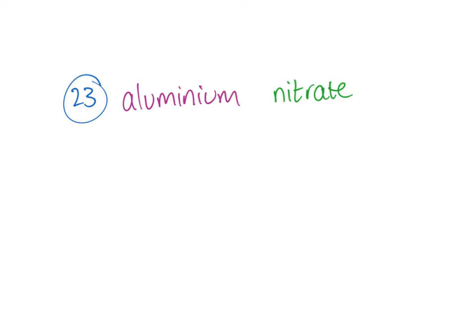Number 23 is then aluminium nitrate. So the first step is to write down your symbols. Aluminium is Al, and then nitrate on the back of your periodic table is NO3-. So at this stage, I write down everything except the charge. So that's just NO3. So make sure you include that little 3.